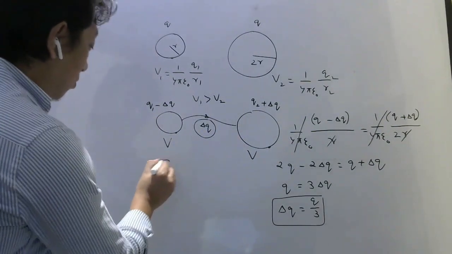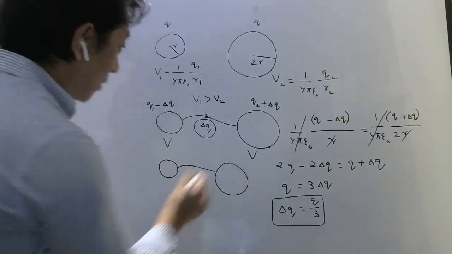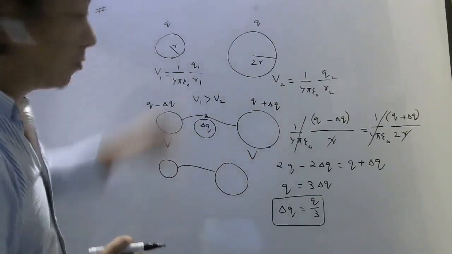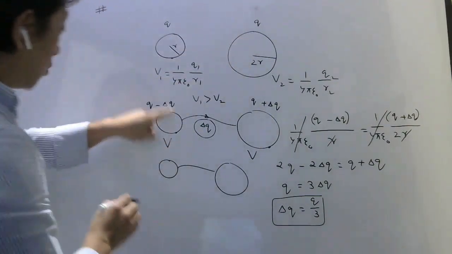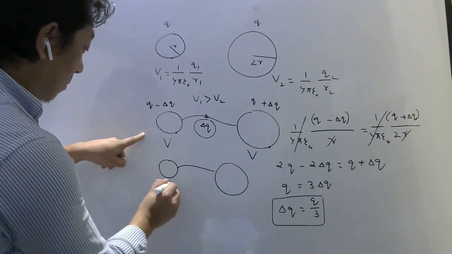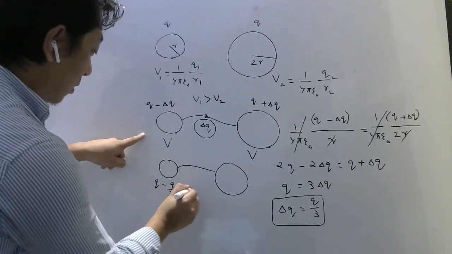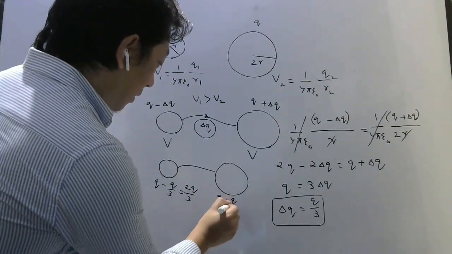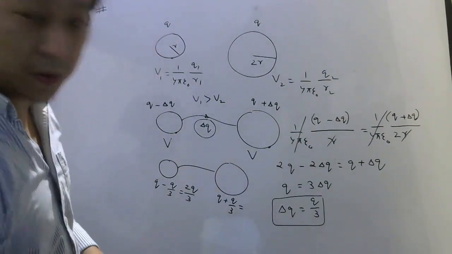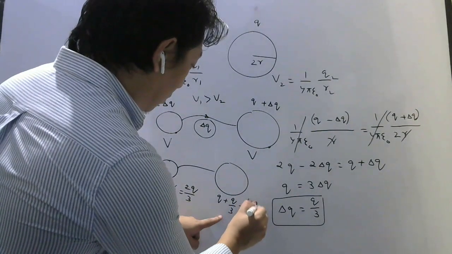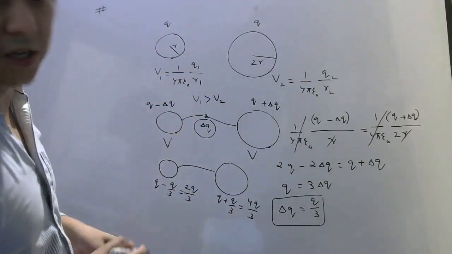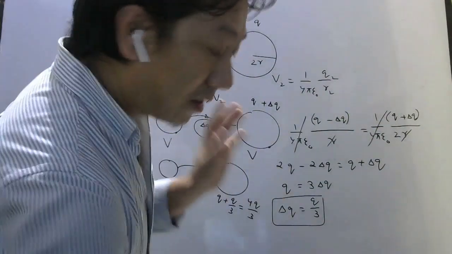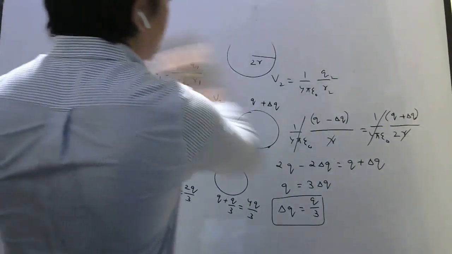Then what will be the new charge on these two spheres? It will be Q minus delta Q and Q plus delta Q, because in the question I have given Q, Q. So what will be the charge on this now? Q minus Q by 3, that will be 2Q by 3. And this will be Q plus Q by 3, that will be 4Q by 3. So those will be the new charges. So the whole charge will not go. That is the point. Now see something very, very interesting.